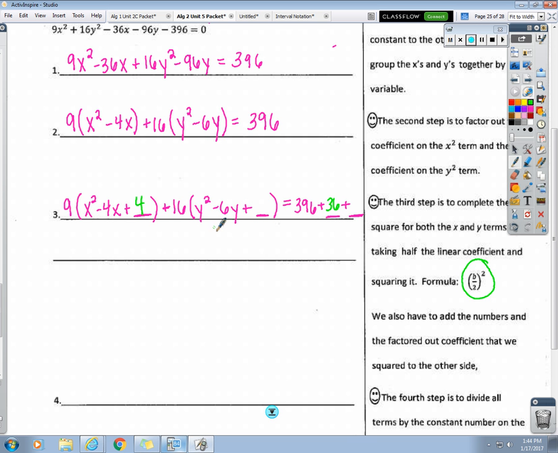Okay, so now let's do the y trinomial. What's the b for the y trinomial? Negative 6 divided by 2, negative 3, and negative 3 squared is 9. And normally we would just add 9 over there, but you have to multiply it by the factored out number. What's 9 times 16? 144. Okay, so that's different than when we did it with parabolas. You have to multiply your blank space numbers by the factored out numbers when you add them over here.